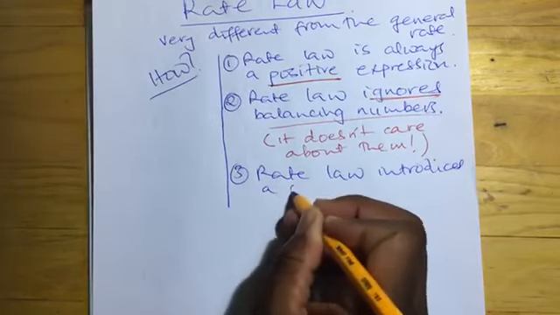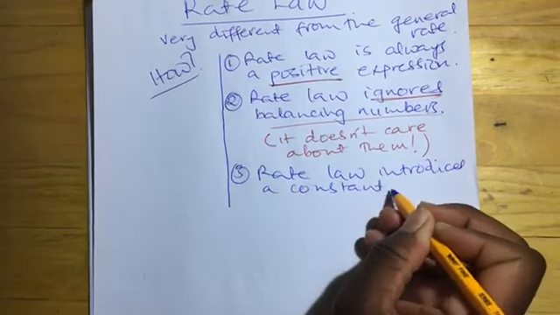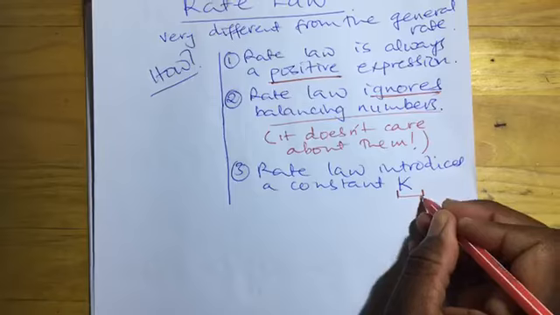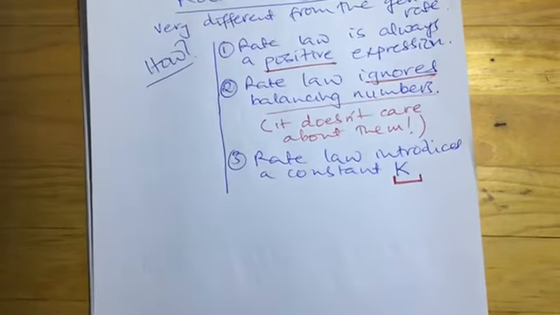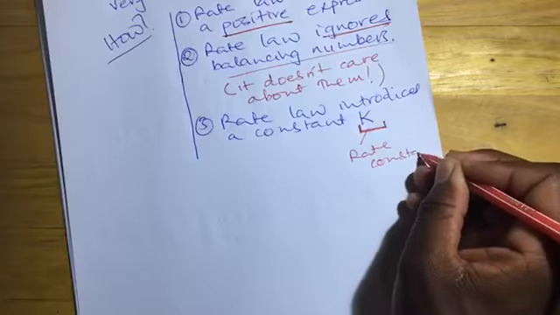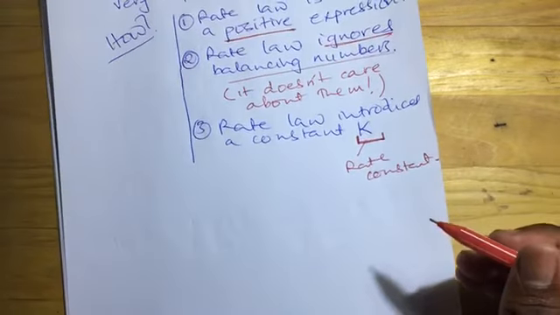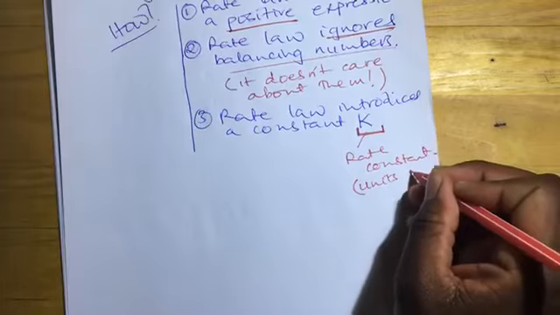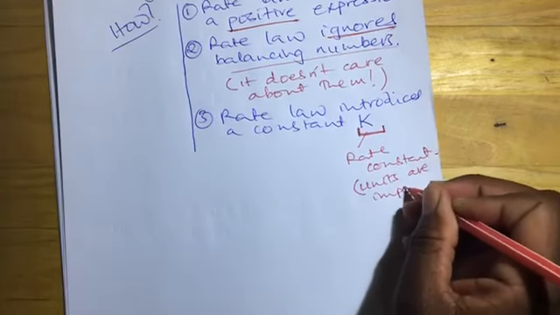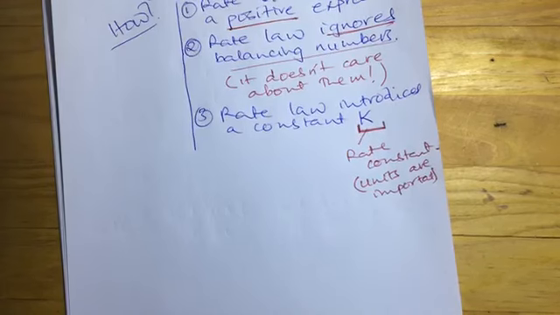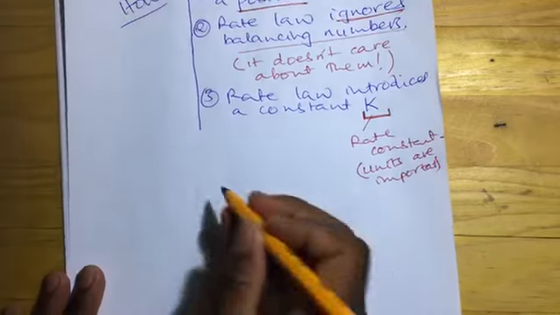Okay. Then, what else? So the rate law introduces a constant K, which we are going to call the rate constant. Okay, and for this rate constant, units are important. But if you remember, in chemical equilibrium, the constant there, units were not really important.